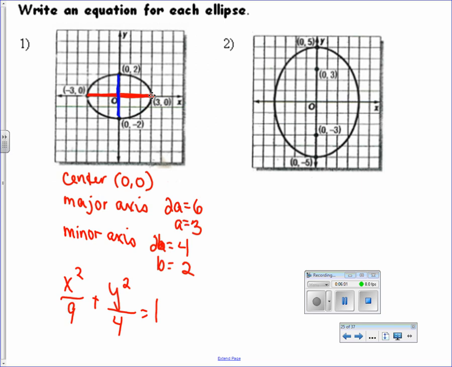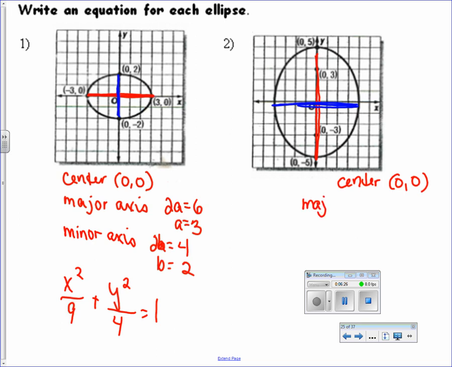The next one, number 2, is a vertical ellipse. So this one's going to look slightly different, but not too horrible. So this time, this is my major axis because it's longer. And then this way is going to be my minor axis. So where is the center? Yeah, 0, 0 again. Not very original, but that's what it is.